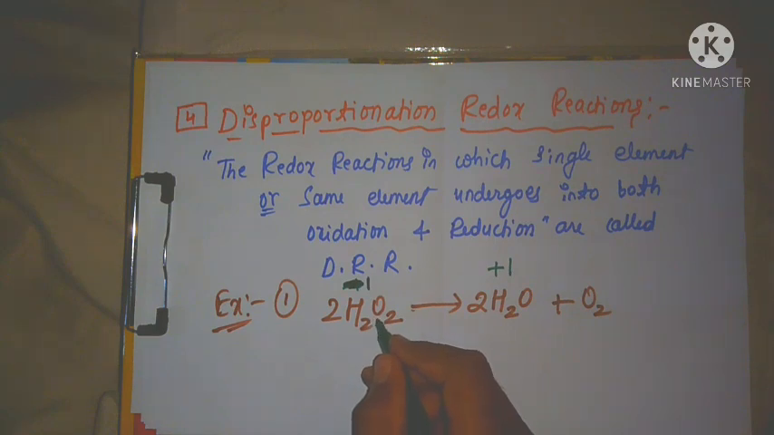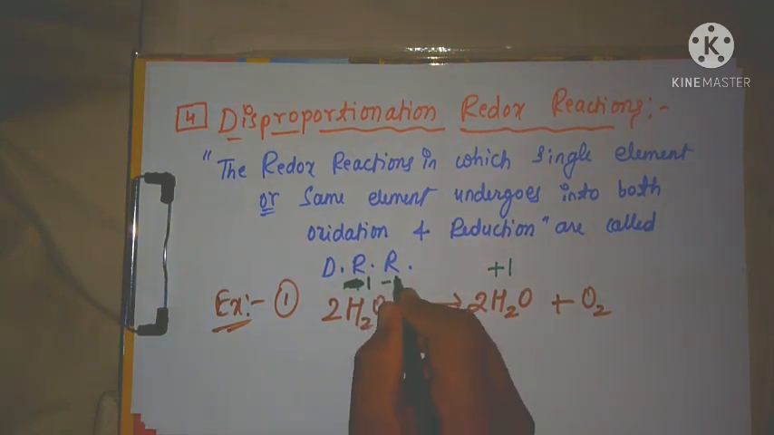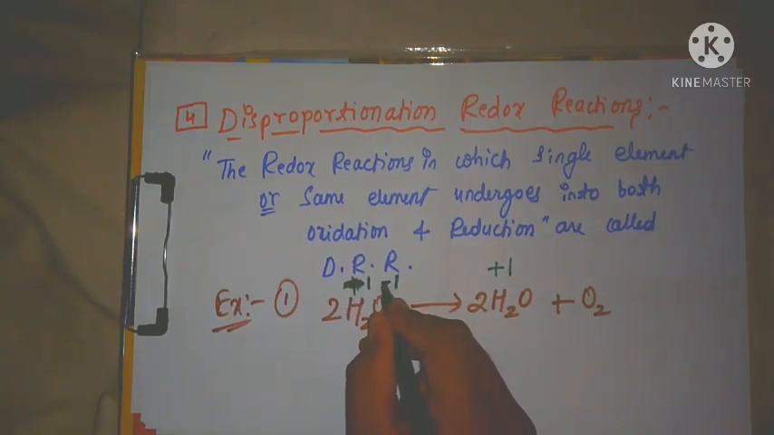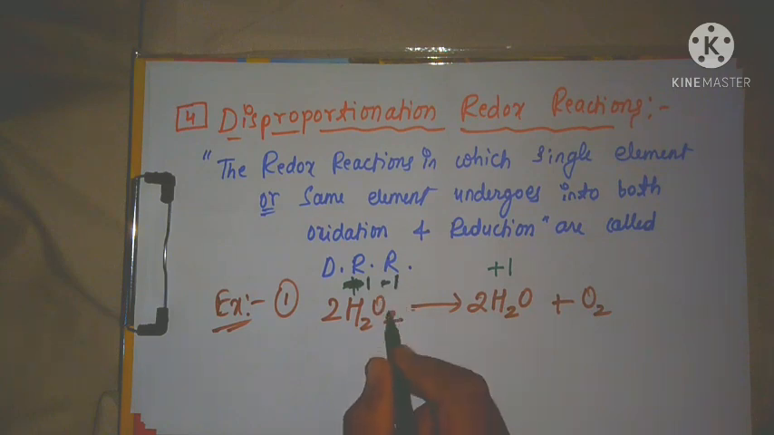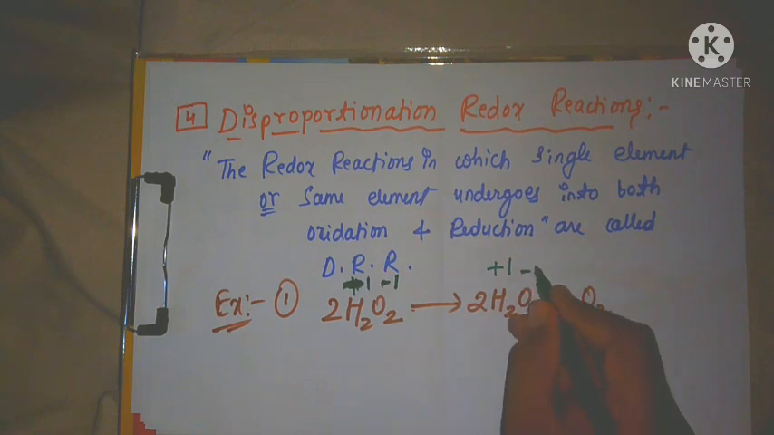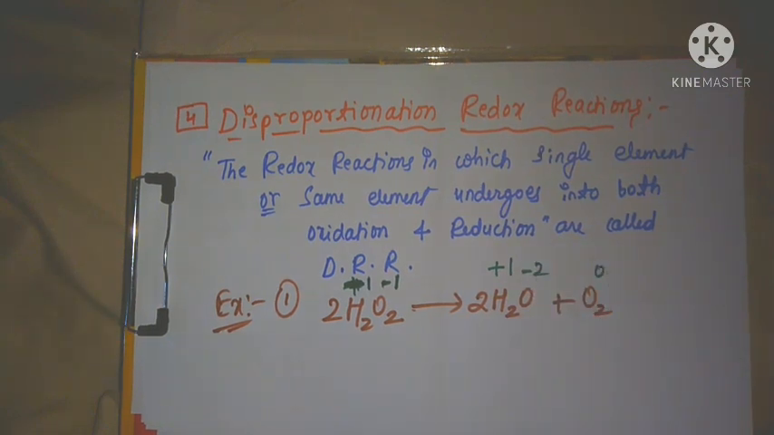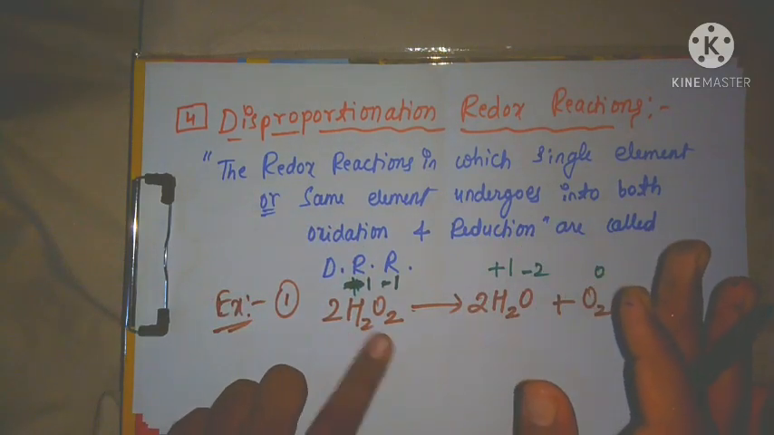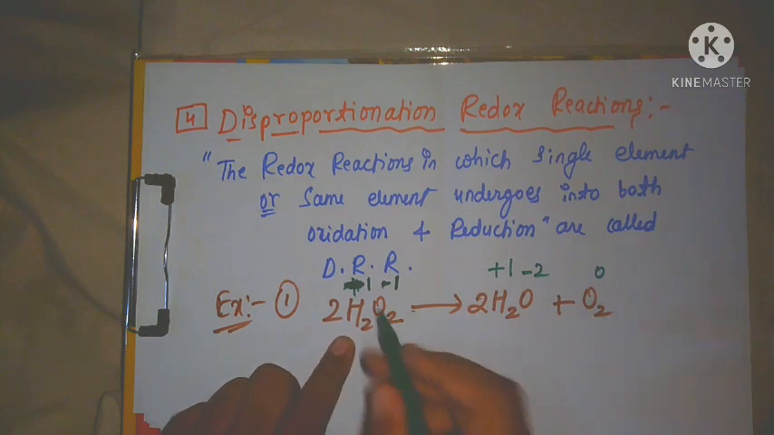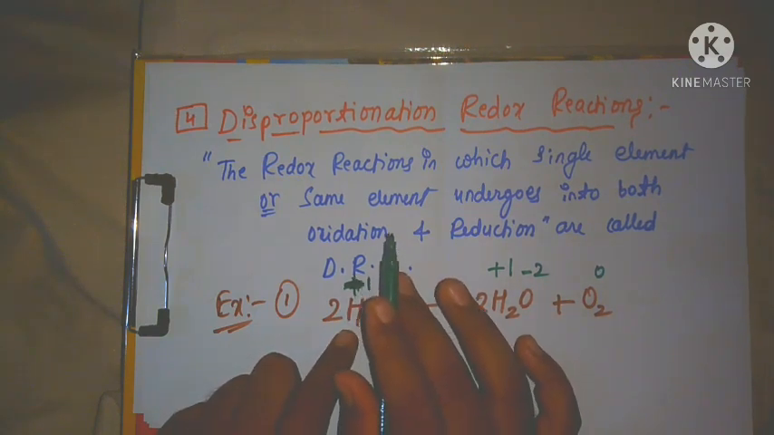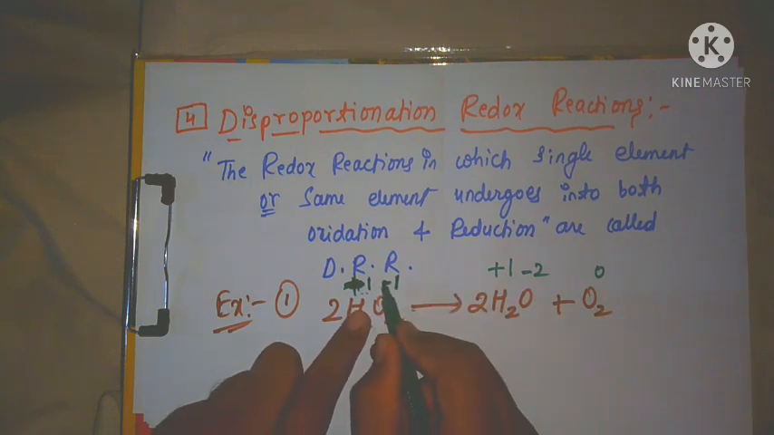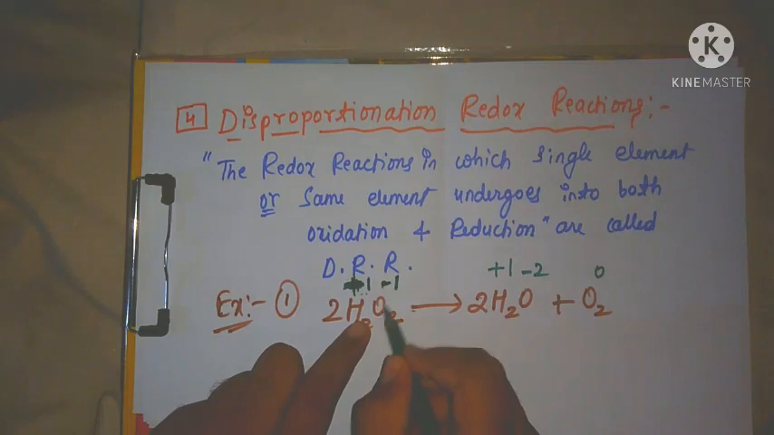Just concentrate on oxygen. Oxygen's oxidation number is -1 in H2O2, whereas here it is -2, and here it is 0. Let me repeat once again. H2O2 is hydrogen peroxide. The hydrogen's oxidation number is +1 only, whereas oxygen's oxidation number in the peroxide is -1. We have discussed this already.